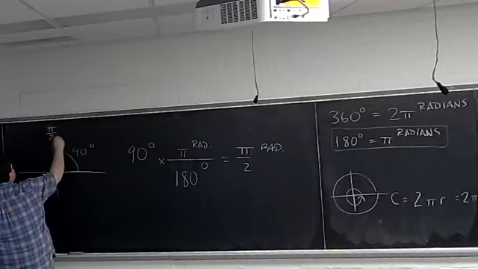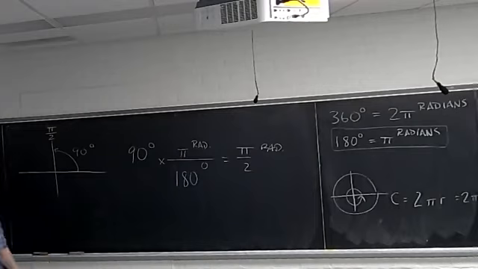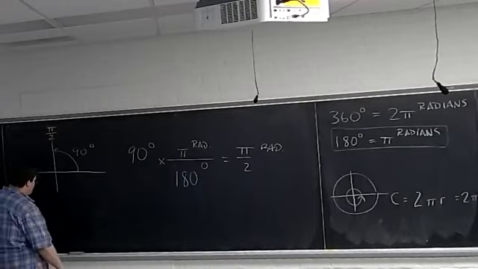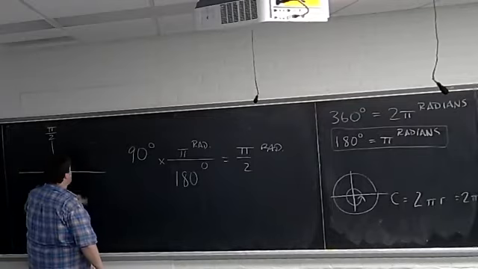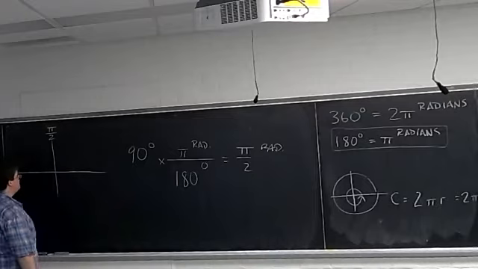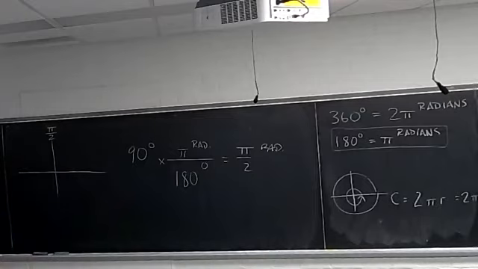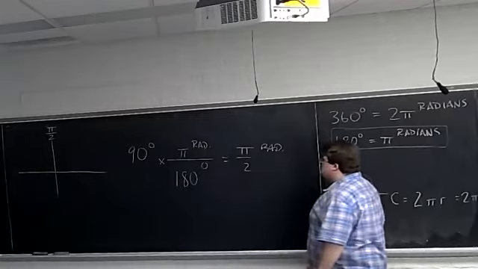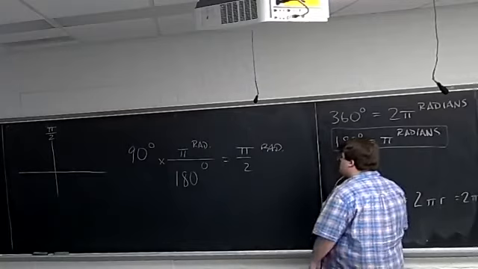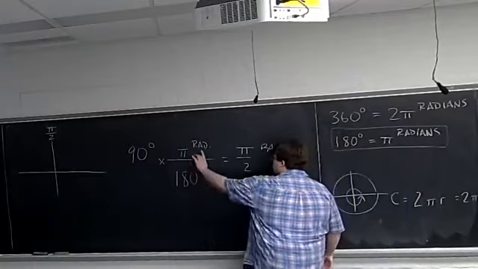So 90 degrees corresponds to a piece of the unit circle of length pi over 2. So we're going to consider that 90 degree angle as pi over 2. Any questions about that conversion? Notice over here in that drawing, I didn't write radians. This will probably be the last time I write radians outside of a conversion.